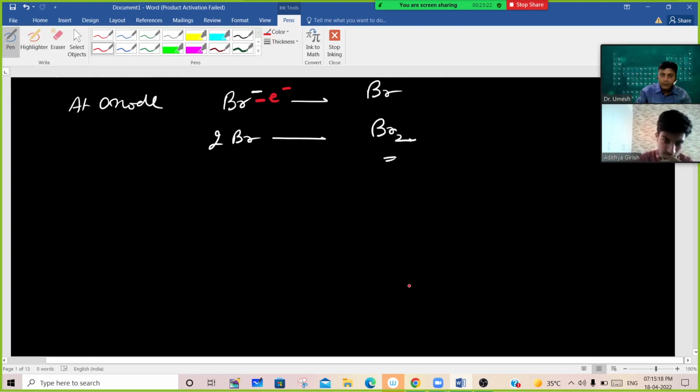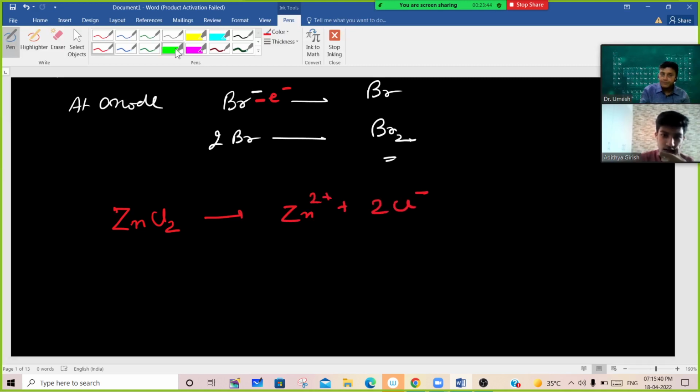Yes. Now, can you predict for zinc chloride, ZnCl2? What you do is dissociate and then make it. So the ions would be zinc 2 plus and 2Cl minus, chloride. Now at the cathode, zinc 2 plus will be gaining electrons.